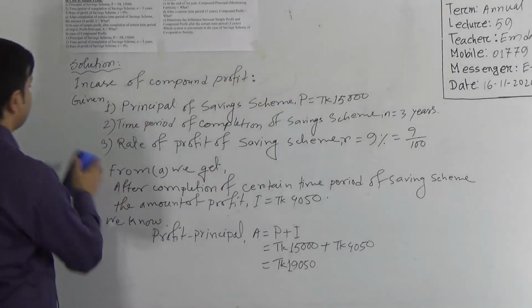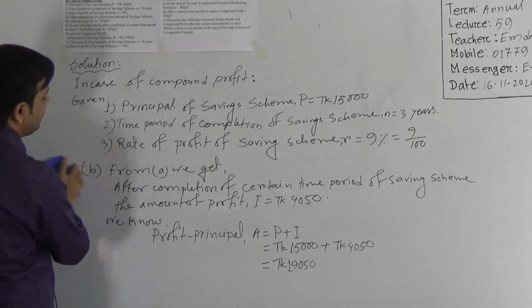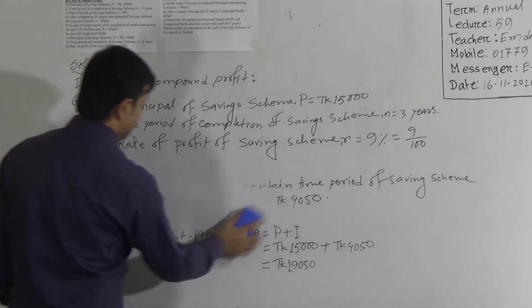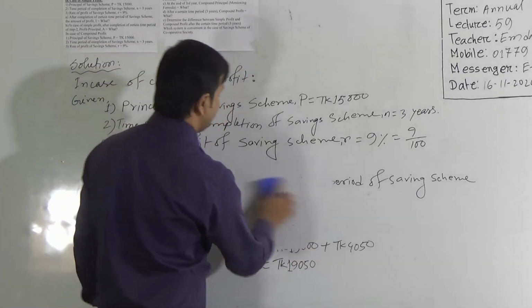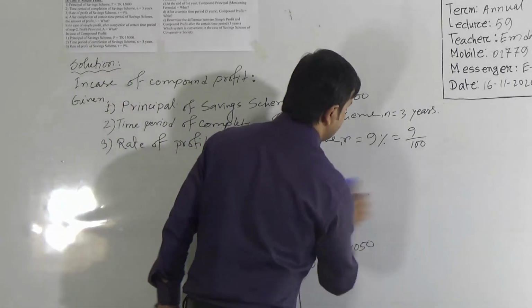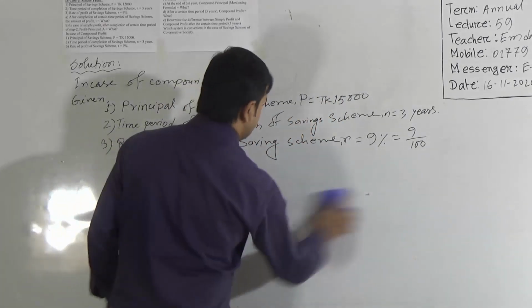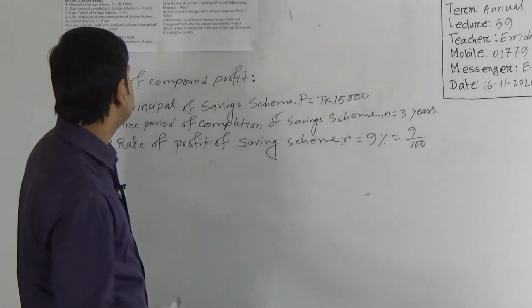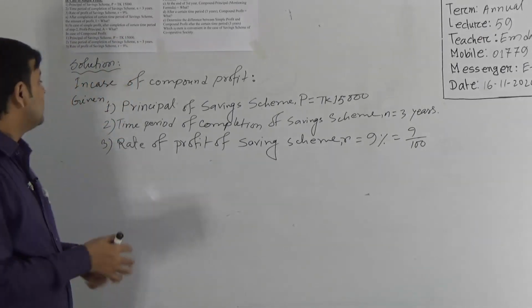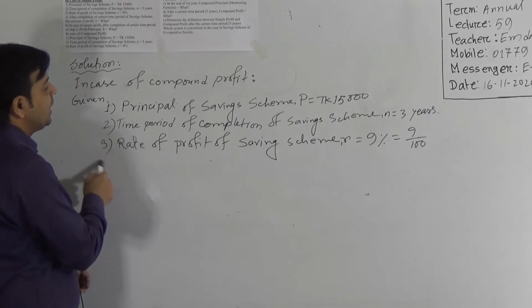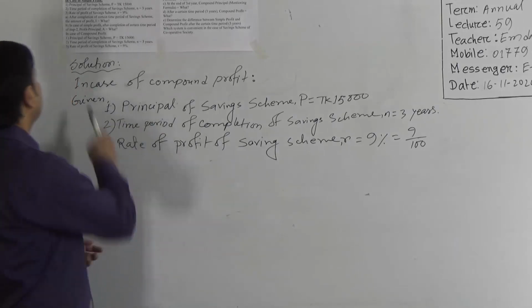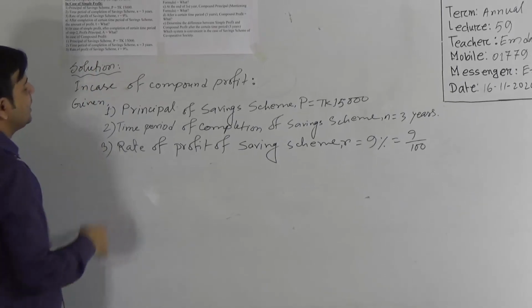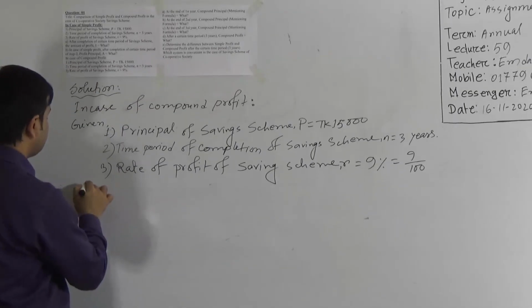In case of compound profit, given information, these three are the same. So no need to write this again for me, but you have to write. Okay, dear students, you can arrange the solution yourself. I am just showing the solution. These three pieces of information are given in case of compound profit also, which I have written here. I will solve the first question here.